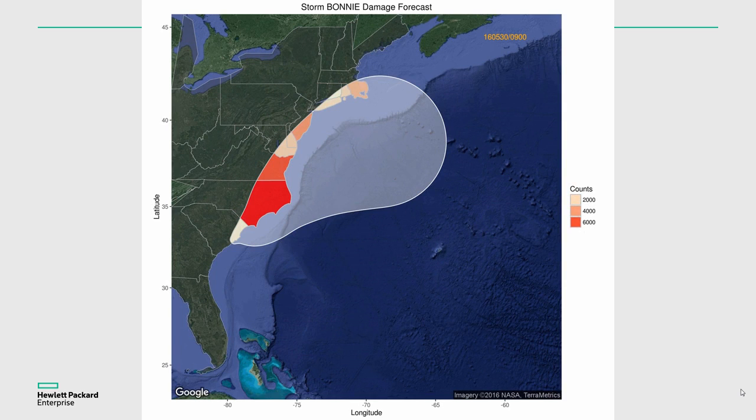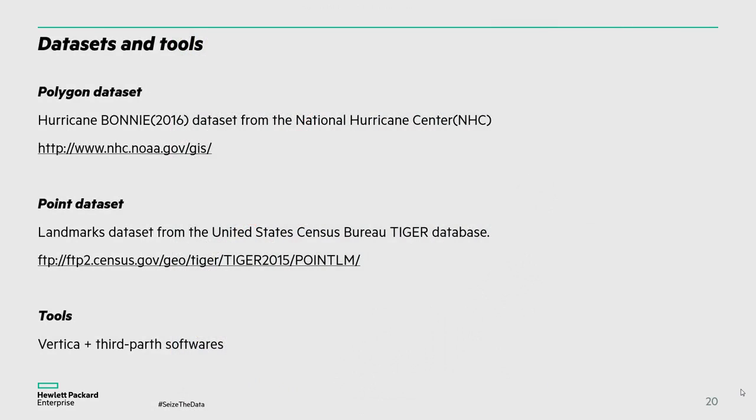Now I will show you step by step how to do the geospatial analysis with Vertica. First, the data sets and the tools. For the polygon data set, we are using Hurricane Bonnie in 2016, published by the National Hurricane Center. For the point data set, we are using the landmarks data set from the US Census TIGER database. We will use Vertica to do the geospatial analysis, and we will visualize the result in R.